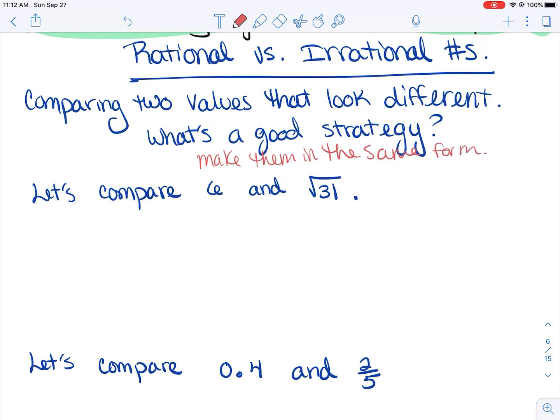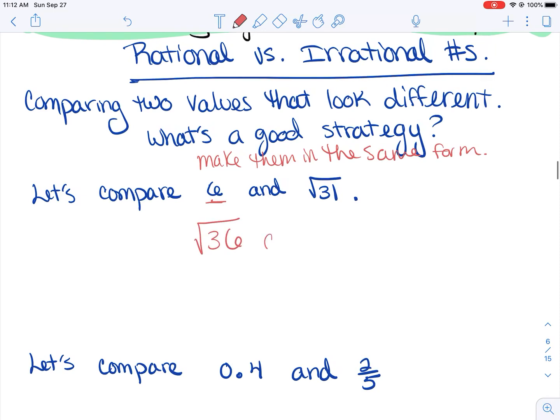So what I mean by that is if I have 6, which is a whole number, and I have the square root of 31, I either want to write both of these as a square root or I want to write both of them as just regular real numbers, okay? So 6, I can rewrite that as a radical. We talked about this last time. That's equivalent to the square root of 36, right?